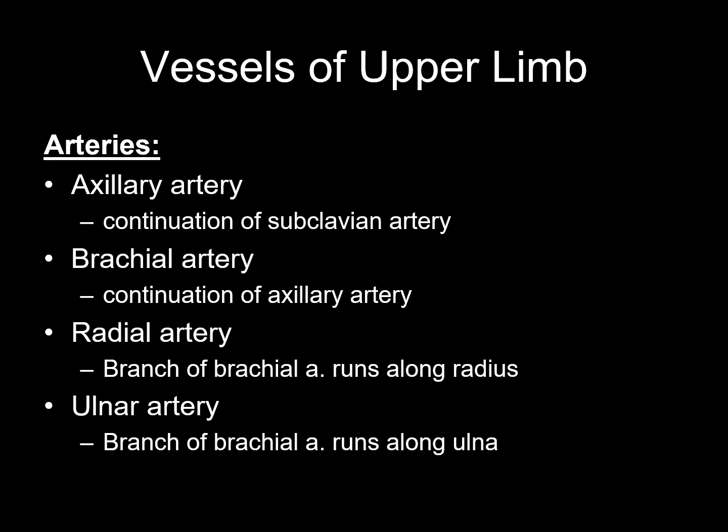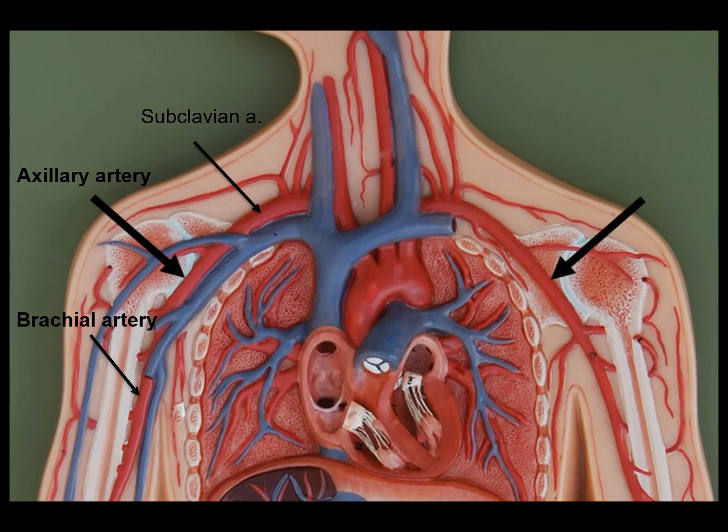This is pretty easy, right? All these words we've seen before in the regions of the upper limb. The axillary is the shoulder armpit region. Brachium is the upper arm. And then the radial and ulnar arteries are going to follow those bones. Very straightforward, even easier than the nerves.